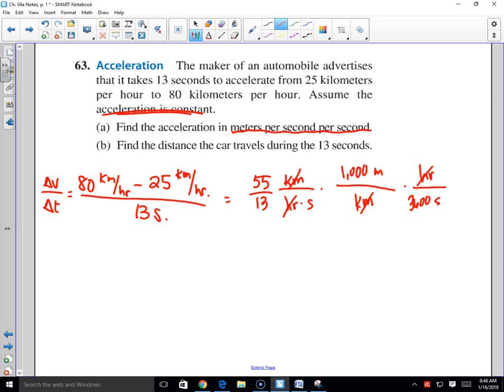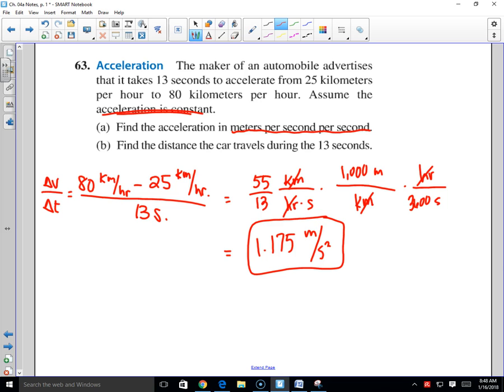Now I can go ahead and find it. So 55 times 1,000. I'm going to guess it's 55 or 550 or 460. 1.175. Remember, always 3 decimal places, and I have meters per second squared. Per second, per second, per second squared. That's letter A, that's acceleration. Now, what do we do for letter B?